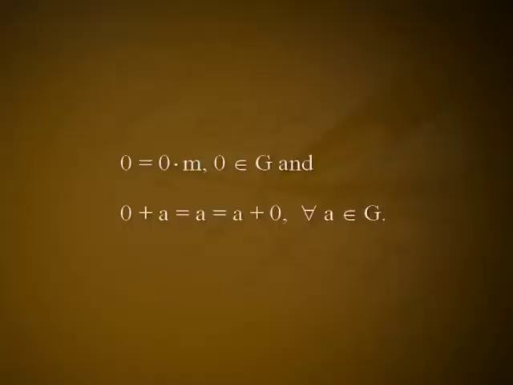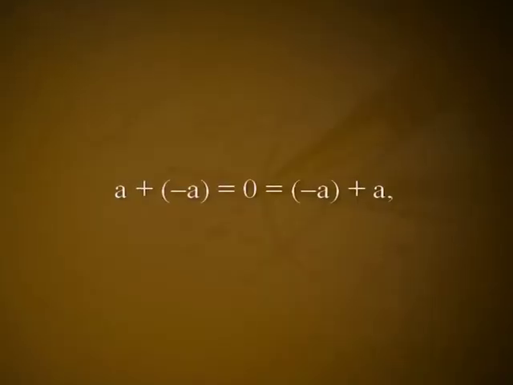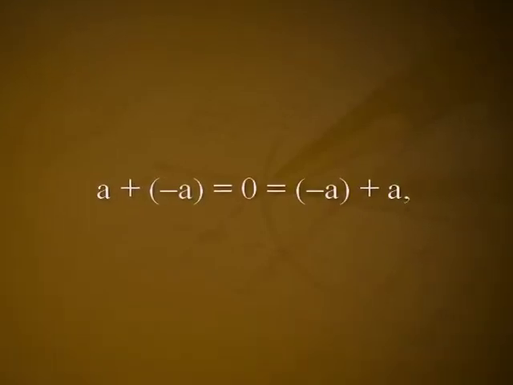G2. Since 0 equals 0 into m, 0 belongs to G and 0 plus A equals A equals A plus 0 for every A in G. Therefore, 0 is the identity. G3. Let A belong to G, then A equals rm for some integer r. Now, minus A equals (minus r) into m is also a multiple of m, so that minus A belongs to G, and also A plus (minus A) equals 0 equals (minus A) plus A, showing that the inverse of A is minus A and is in G. Hence, G is a group with respect to addition. Also, G is an abelian group of infinite order.